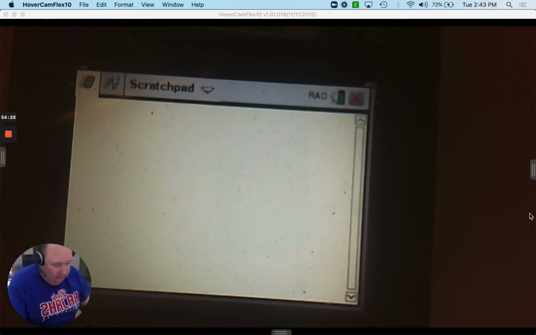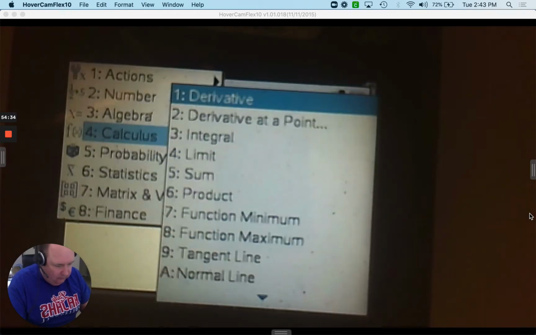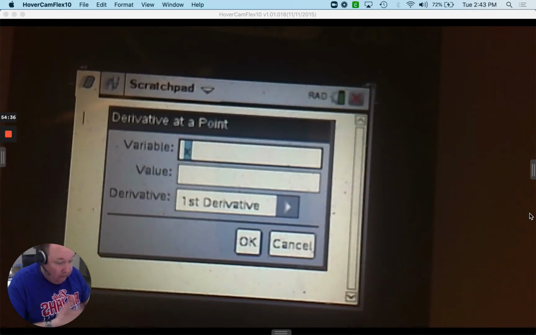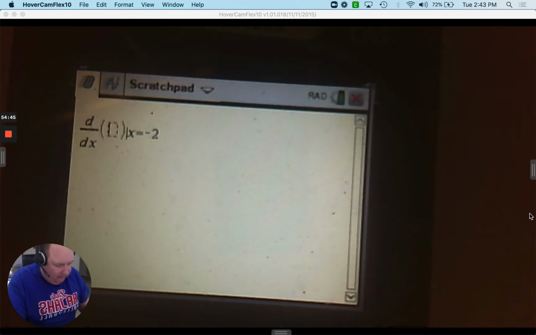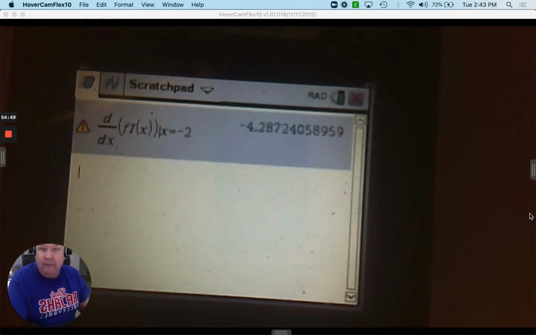So the first one, we're going to press derivative. So menu, calculus, and derivative at a point. So it's x. The value we're first looking for is -2. And then all I type in is f1 at x. And it's all set up, and I'm going to look at that value.